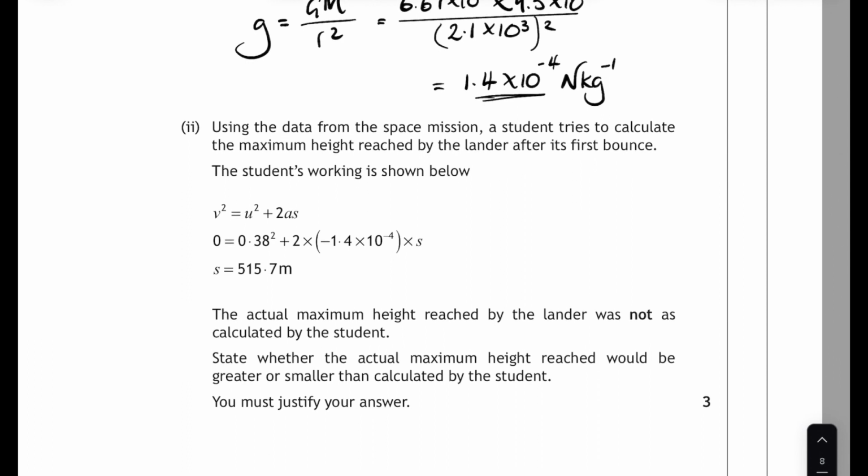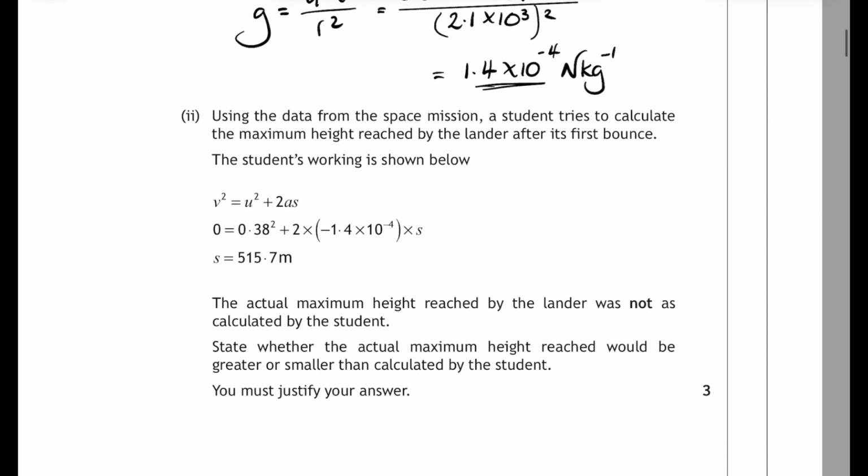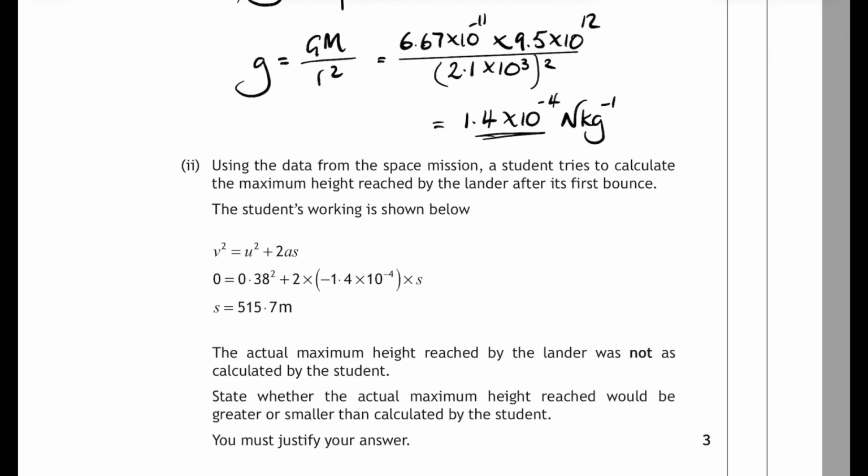Okay, part 2. Using data from the space mission, the student tries to calculate the maximum height reached by the lander after its first bounce. And there's the student's working. They have used their value of 1.4 times 10 to the minus 4 for the acceleration in that relationship, and they've correctly said that it should be a negative acceleration because the lander is going to decelerate upwards.